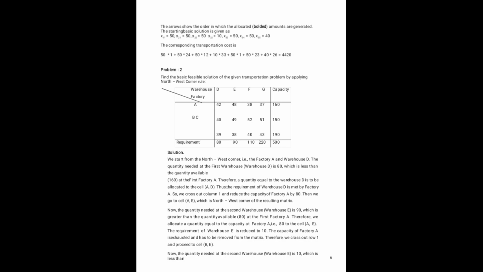x11 equal to 50, x21 equal to 50, x22 equal to 50, x32 equal to 10, x33 equal to 50, x34 equal to 50, x35 equal to 40. The corresponding transportation cost is 50 into 1 plus 50 into 24 plus 50 into 12 plus 10 into 33 plus 50 into 1 plus 50 into 23 plus 40 into 26. That is equal to 4420.